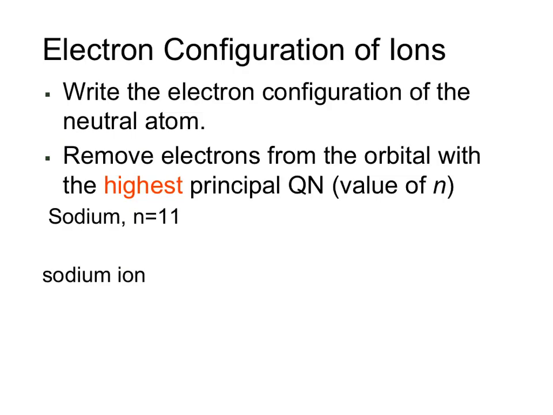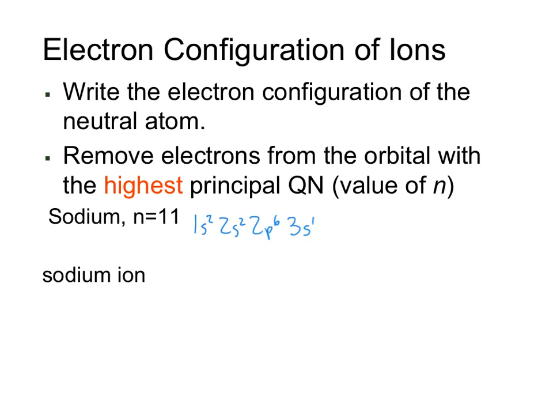We can also look at writing the electron configuration of ions. When you're looking at the electron configuration of an ion, first write the electron configuration of the neutral atom, and then remove electrons from the orbital with the highest principal quantum number. So let's take a look at a sodium ion. If we're looking at a sodium atom, our configuration is 1s2, 2s2, 2p6, 3s1.